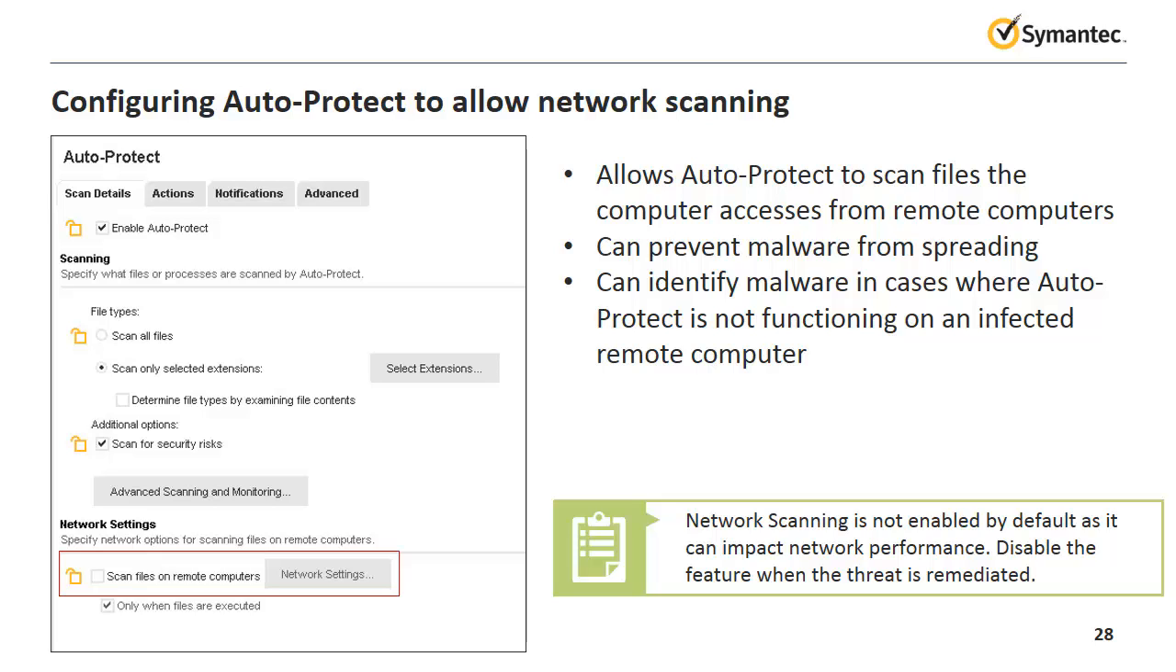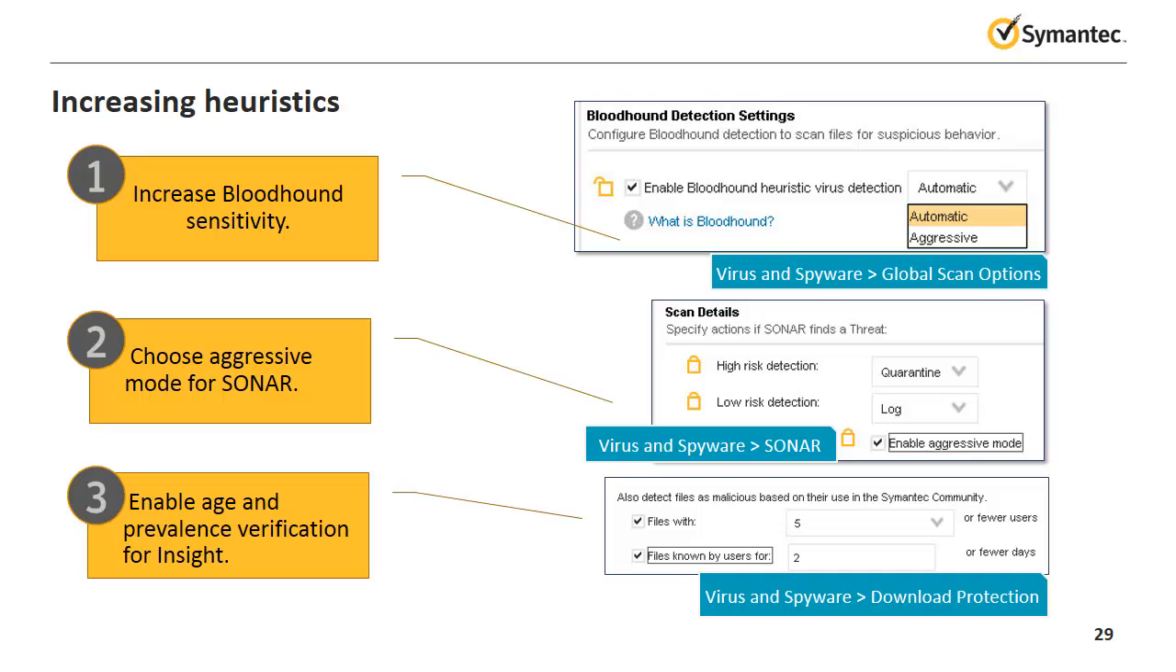To further isolate threats, you can enable network scanning and auto-protect. Enabling network scanning helps prevent malware from spreading and can identify threats in cases where auto-protect is not functioning on an infected remote computer. Some settings are turned off by default in the virus and spyware protection policy. When isolating a threat, you can increase the bloodhound sensitivity, SONAR sensitivity, as well as the age and prevalence for Insight. For example, you may decide to change Insight settings because a new custom malware may be specifically crafted to attack your network.